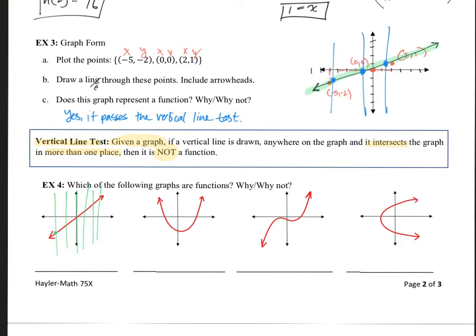So, function, passes the VLT. Okay, you can just shorthand vertical line test with VLT, vegan lettuce and tomato. All right. Let's do the next one. Dropping a vertical line. It's a little tricky, but yeah, this only passes in one place. So yeah, this is a function.